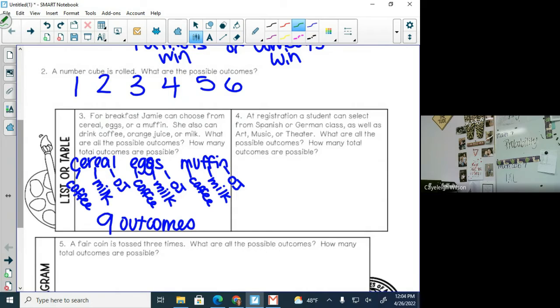All right, so it says, at registration, a student can select from Spanish or German class, as well as art, music, or theater. What are all the possible outcomes and how many total outcomes are possible? So, what can they pick first, does it say? Spanish or German, so that's what I'm going to list.